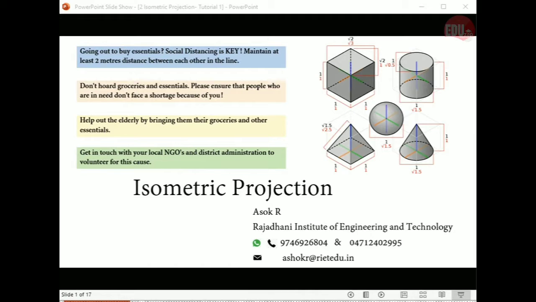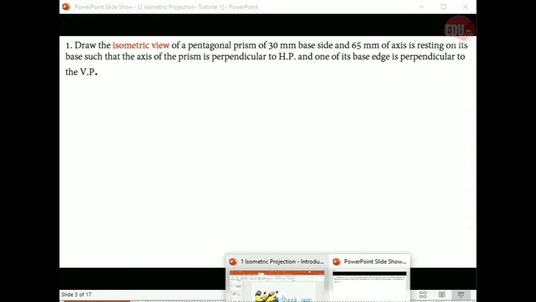Hi, this session we will discuss a problem in isometric view. So this is a question. You have to draw the isometric view of a pentagonal prism of 30 mm base side and 65 mm axis, resting on its base such that the axis of the prism is perpendicular to HP and one of the base edges perpendicular to VP. So this is what they have given.